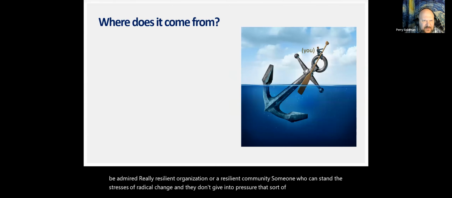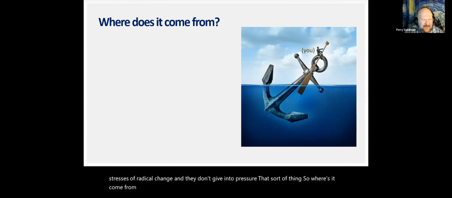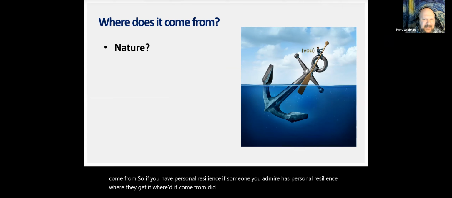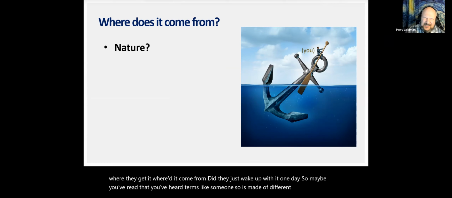So where does it come from? If you have personal resilience, if someone you admire has personal resilience, where did they get it? Did they just wake up with it one day? So maybe you've heard terms like, oh, so-and-so is made of different stuff. They're made of tougher stuff.